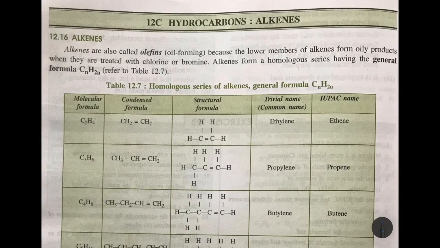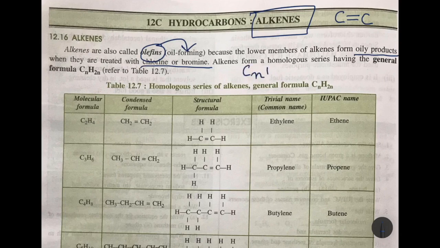To continue with chemistry, today we are going to learn about alkenes. You already know, as I have previously discussed also, alkenes have two carbon atoms with a double bond. Alkenes are also known as olefins, which means oil forming. Why are they called oil forming? Because lower members of alkenes form oily products when they are treated with chlorine or bromine. And you know the general formula of alkene is CnH2n.